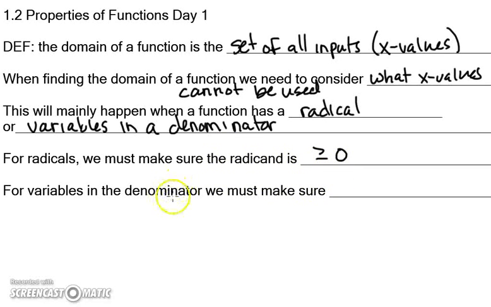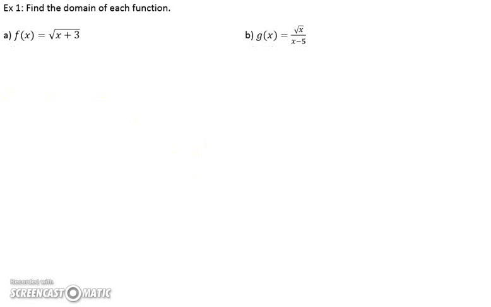And then if we have variables in the denominator, we have to make sure that the denominator is not 0, right? Not allowed to divide by 0, so we have to ensure that our denominator is not going to be 0. So let's look at a couple of examples here.